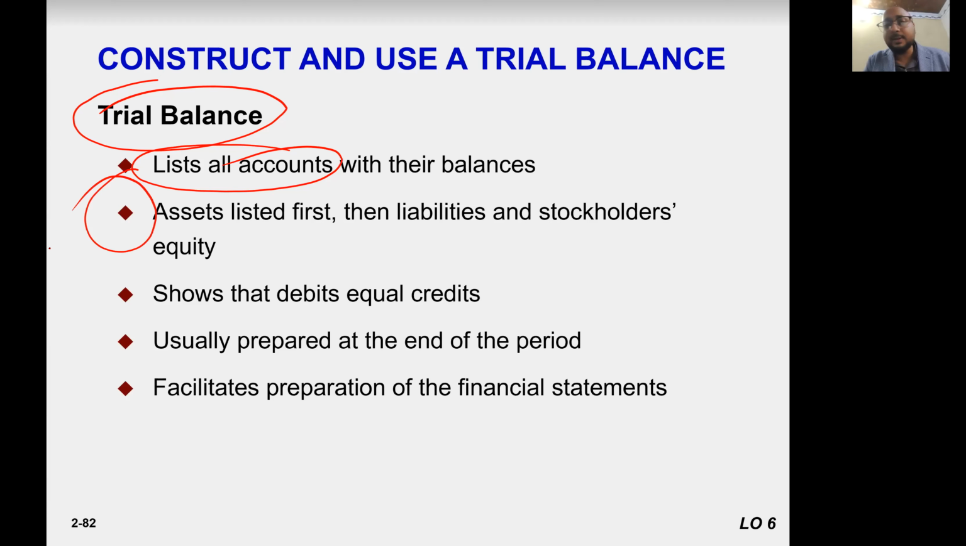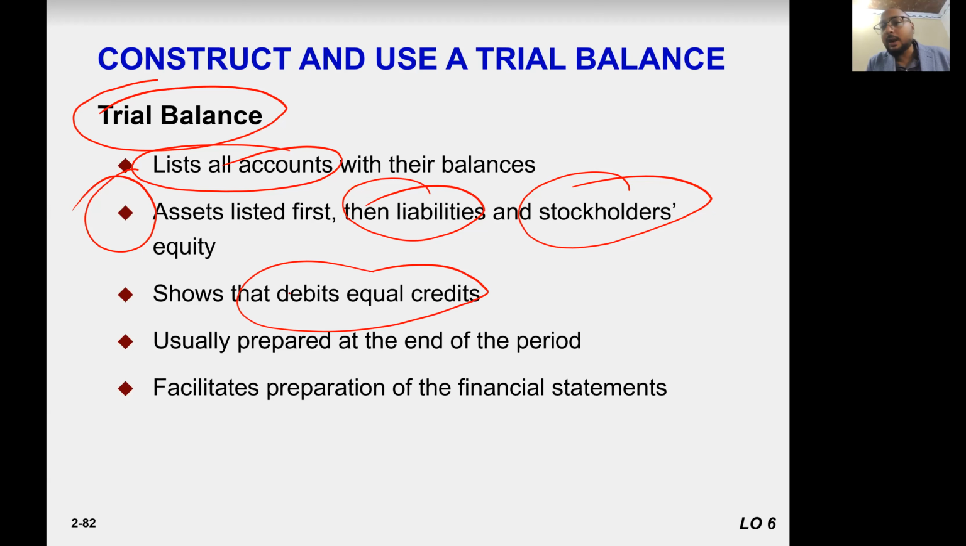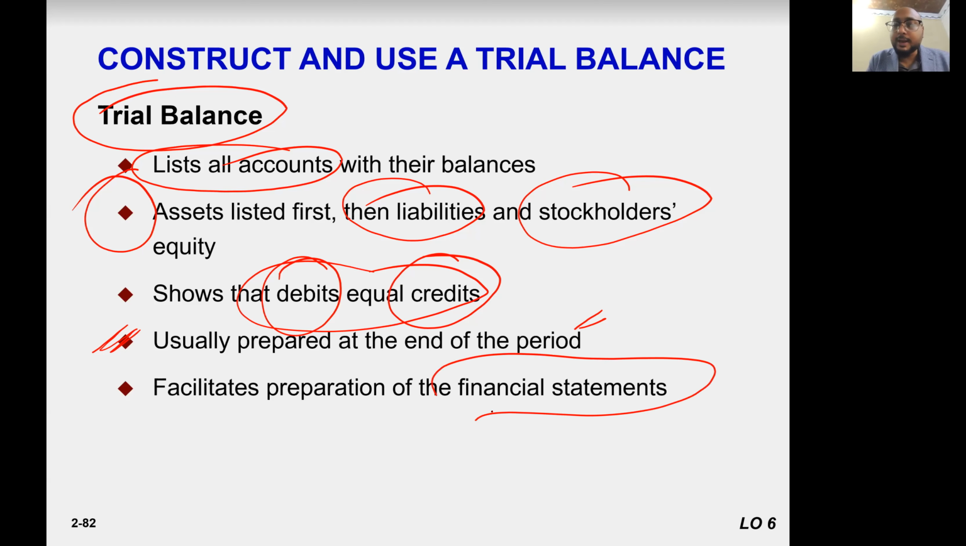So how do we make the trial balance? First of all, we write down assets, then liabilities, and at the end, stockholders' equity. If the account has a debit balance, you write it on the debit side. If it is a credit balance, you write it on the credit side, and at the end, all the debit balances must equal the credit balances, and then you know that there is no error. Usually it is prepared at the end of the period before making any income statement or any financial statements. It helps to facilitate the financial statements.